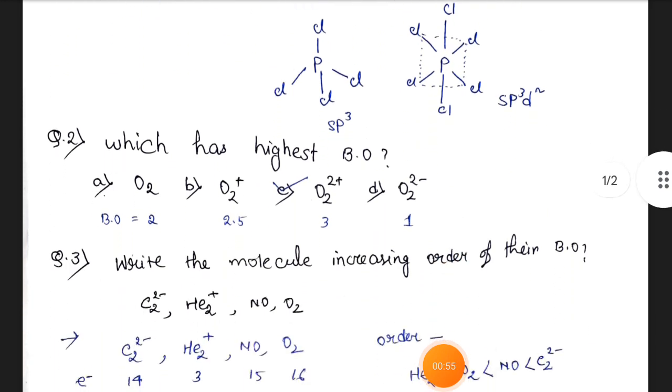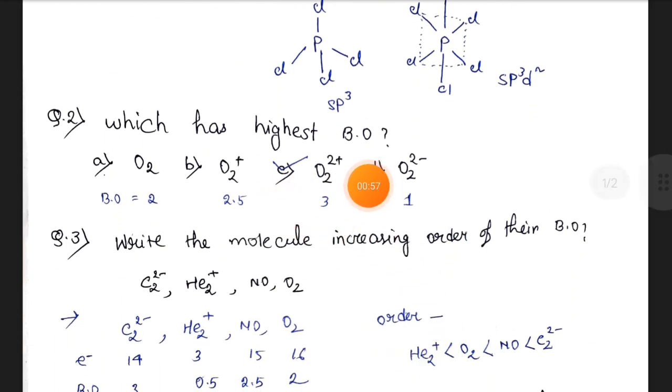Next, which has the highest bond order? These are the options: O2, O2+, O2 2+, O2 2-. At first you have to calculate the electrons. Then you find that the bond order for O2 is 2, O2+ is 2.5, O2 2+ is 3, and O2 2- is 1. So here the correct option is option C.